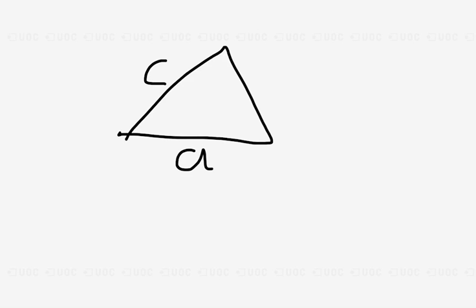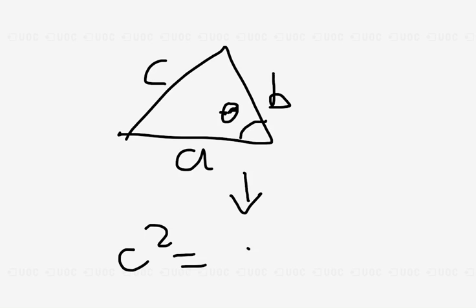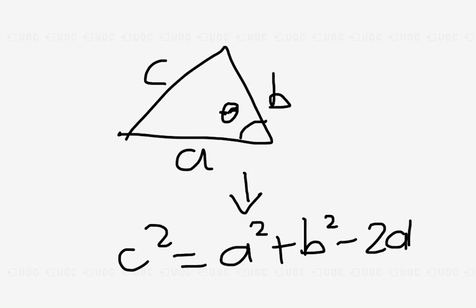Alright, so let's use the cosine rule. The cosine rule states that for a triangle with sides C, A, B, and angle theta, C squared is equal to A squared plus B squared minus 2AB cosine of theta. These are not necessarily the same C, A, and B I mentioned earlier. These are just some arbitrary sides.